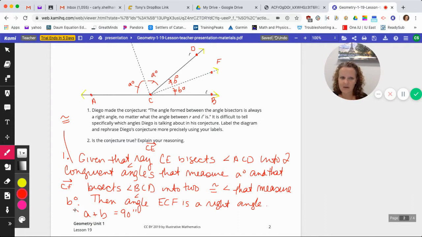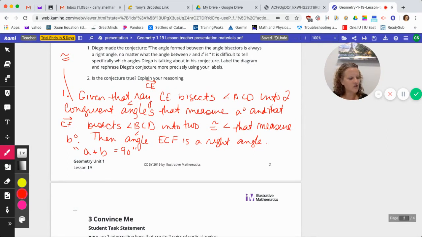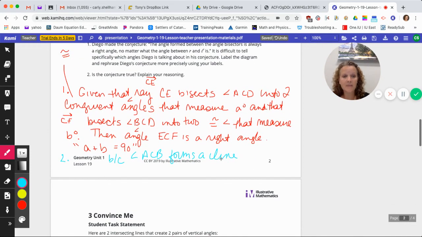I think I might be out of paper though, out of space. Is this conjecture true? It is. Because angle, let's see, let's change colors. I'll start writing here. Because angle ACB forms a line, ACB, I need to see it. ACB forms a line because it is a line. That's how I labeled it. And that measures 180 degrees.